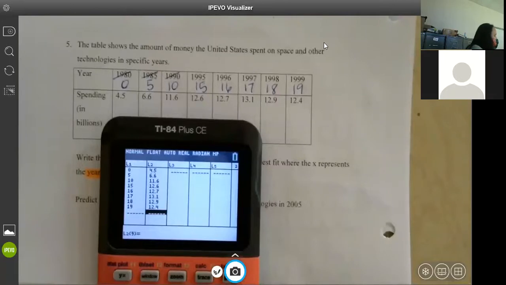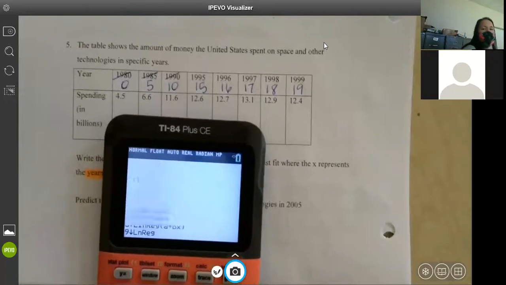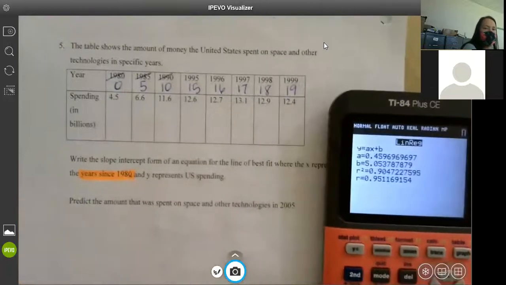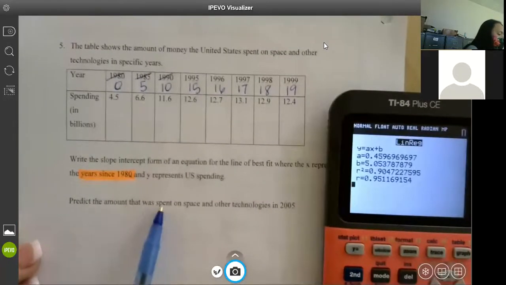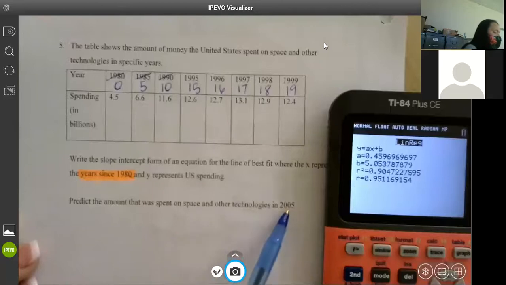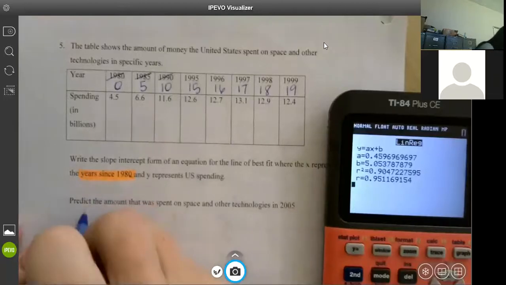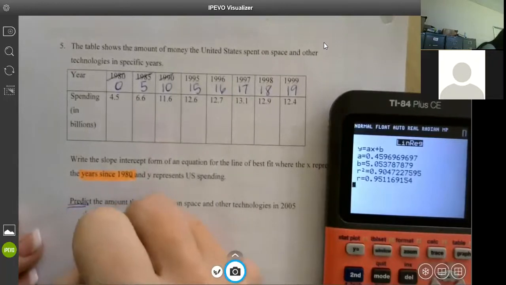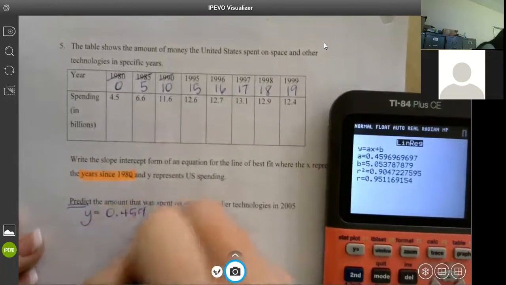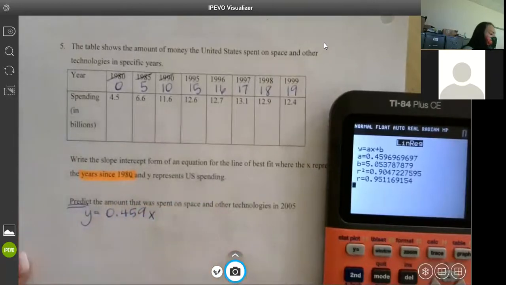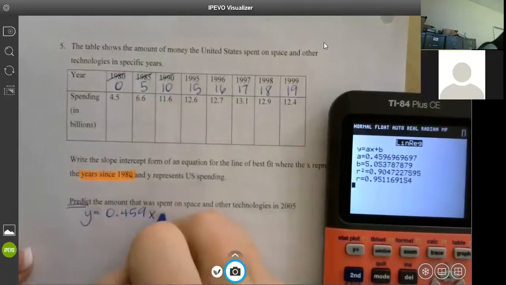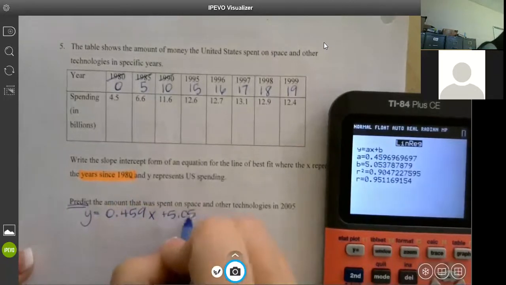Is everybody okay? All right, from here, stat calc, linear regression. We're going to calculate. This is the screen that we need. I'm going to hold it to the side. Predict the amount that was spent on space and other technologies in 2005. So I'm going to write my equation first. When I see the word predict, I know I'm using my equation. Our A was 0.459. We put our X right after that, and it tells you to do that. Y equals A, and then put your X, and then add your B, plus 5.053.